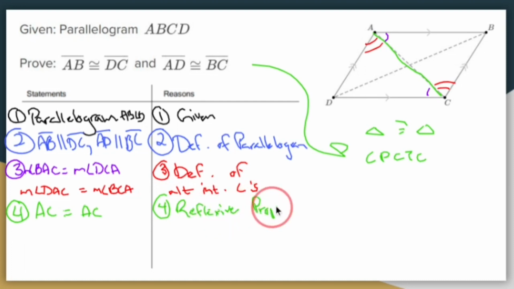Whenever you say something is equal to itself, it's always the reflexive property. Now that I used angle, side, angle, I can say that those triangles, and let's make sure we have it in order, triangle ACD is congruent to red, purple, so CAB. And that is ASA.